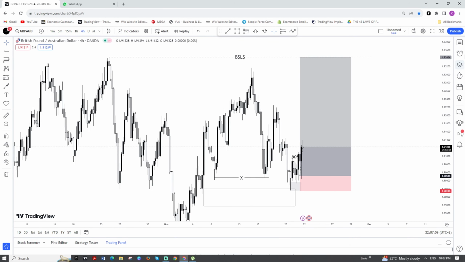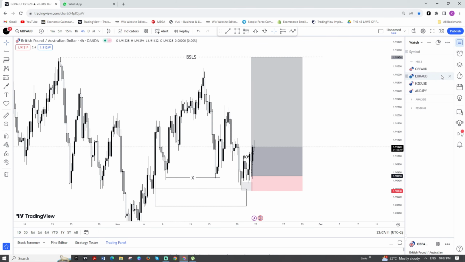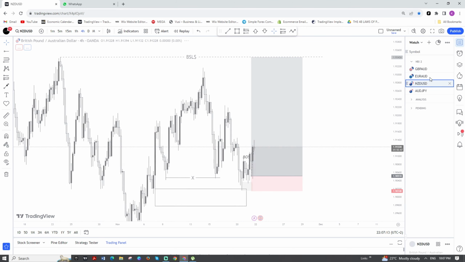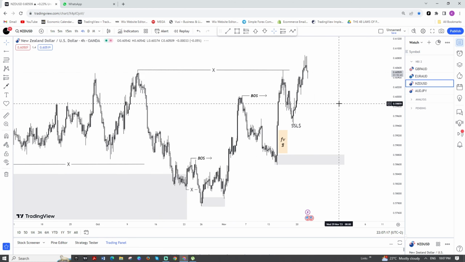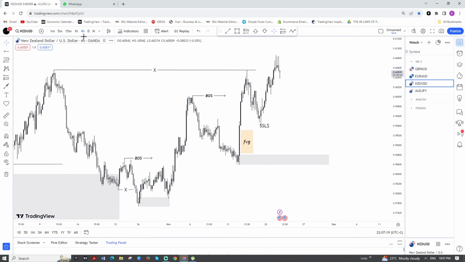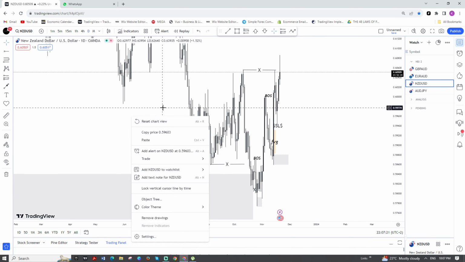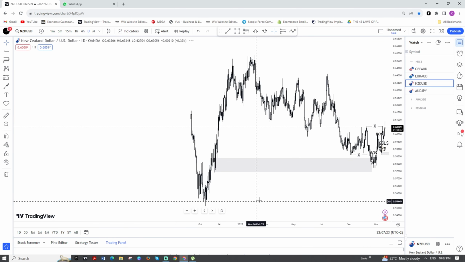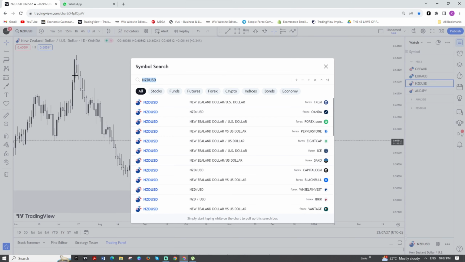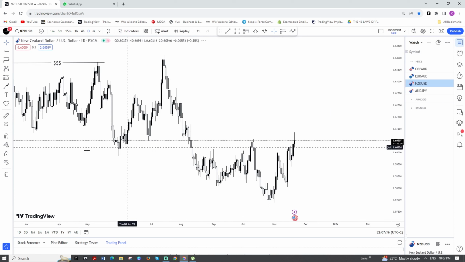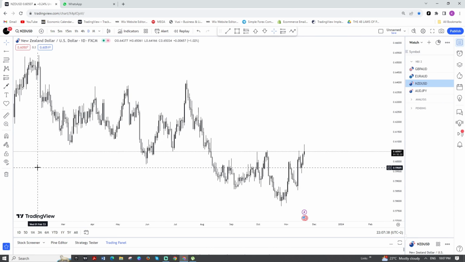And then the second pair I want to analyze is the New Zealand USD, right? As you can see, I already have an analysis right here too. So let me just go to a clean chart first to show you what I'm really talking about. FX MCM. Delete any drawings over there.